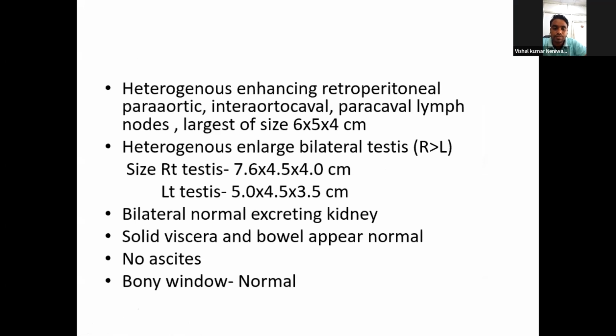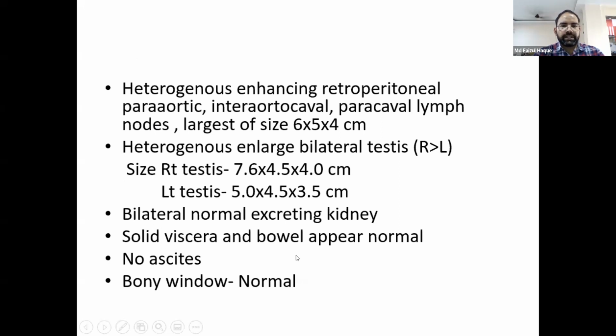Heterogeneous enhancing retroperitoneal, para-aortic, inter-aortic caval, and para-caval lymph node mass. The largest one is of size 6.6 into 5 into 4 centimeters. The cut section where the lymph node was large was not taken in this picture, but consider it as 6 into 5 into 4. Both the testes are heterogeneous. The right side is large as compared to the left side, and the rest of the solid viscera and kidneys are normal. There is no ascites and the bony window is normal.